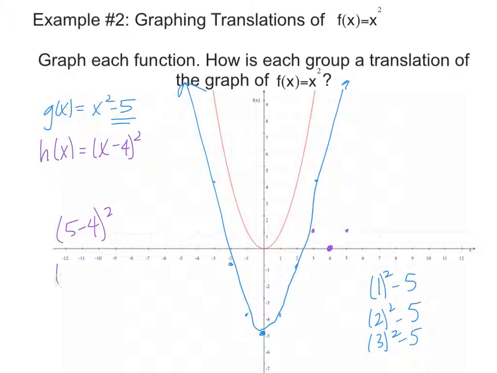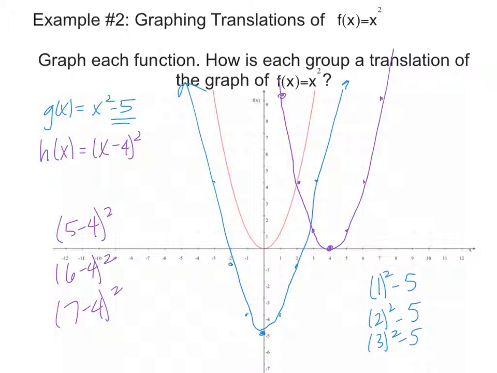All right, let's test 6. So that's 6 minus 4 squared. 6 minus 4 is 2, and 2 squared is 4. So that's (6, 4) and (2, 4). Let's just do one more. Let's test 7. So 7 minus 4 is 3, and 3 squared is 9. So that's going to be (7, 9) and (1, 9). And so now this graph will look like this. In other words, it has been shifted to the right 4 units and graphed.